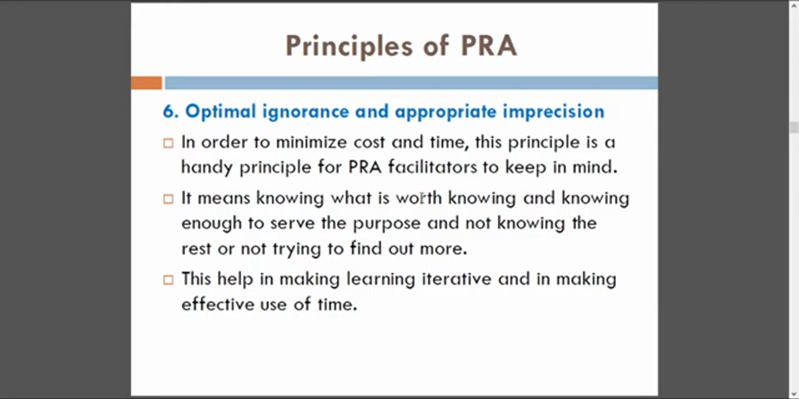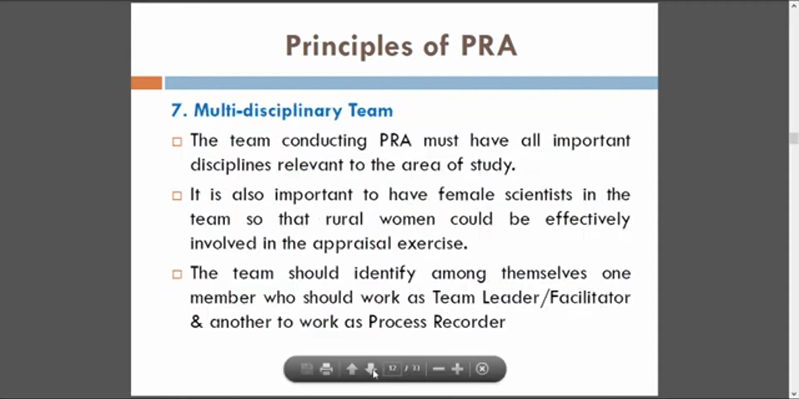If you go on talking about everything in the community, even what was not important for this particular project, you will end up increasing the number of days that you have to spend in the community, and that means that you will use a lot more resources than the planned resources. And then 7 is multidisciplinary team.